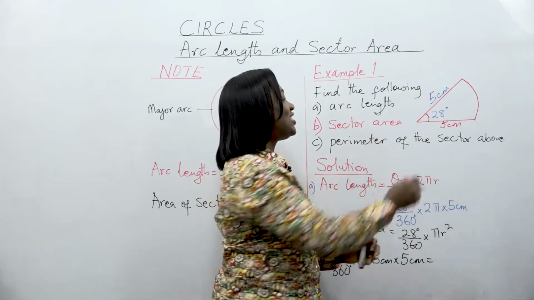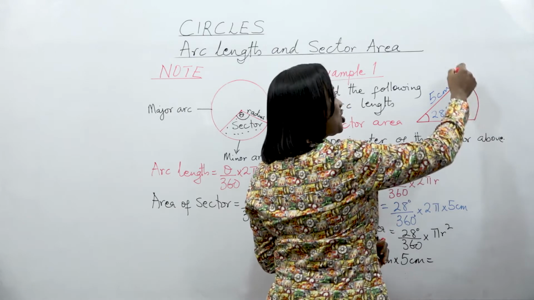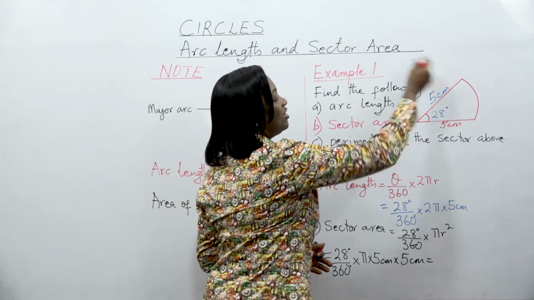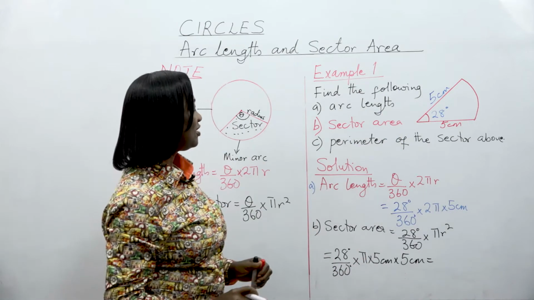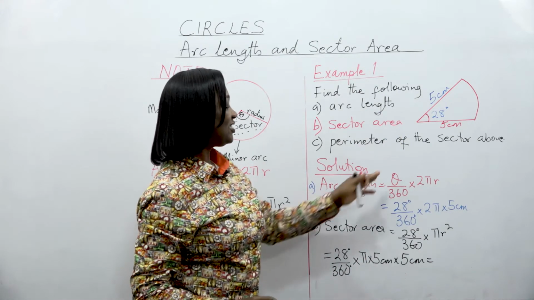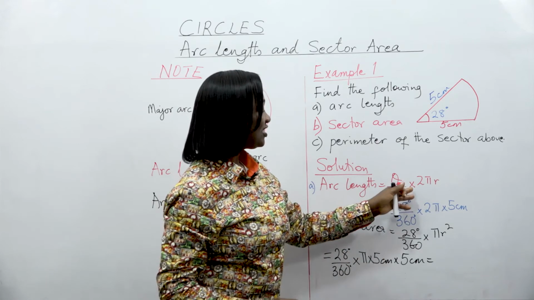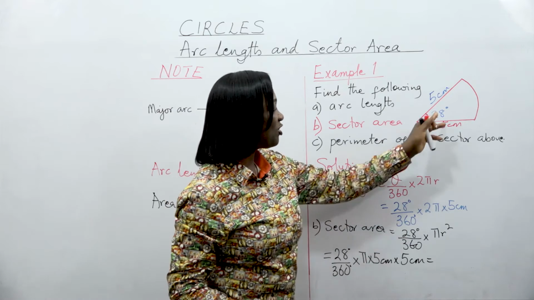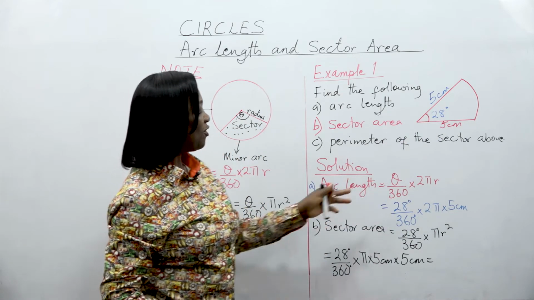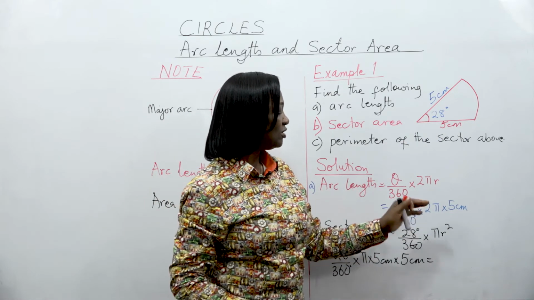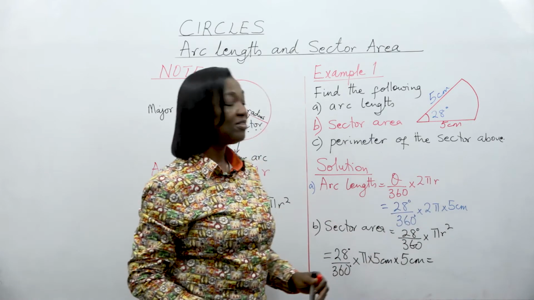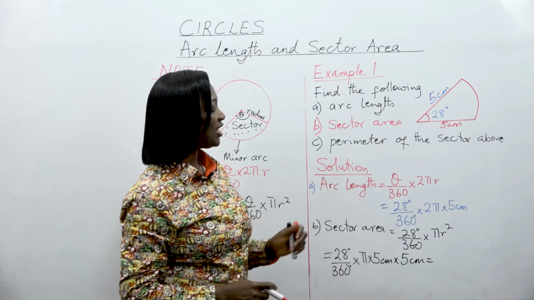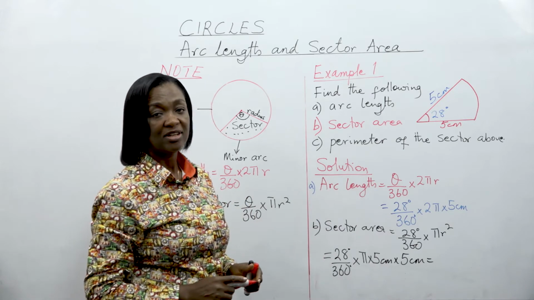So we want to find this length. What is this fraction of the circumference of the entire circle? The formula again is theta over 360 times 2 pi r. And theta is 28 degrees over 360 times 2 times pi times 5 centimeters. I'll give you a few seconds to input that into your calculator.